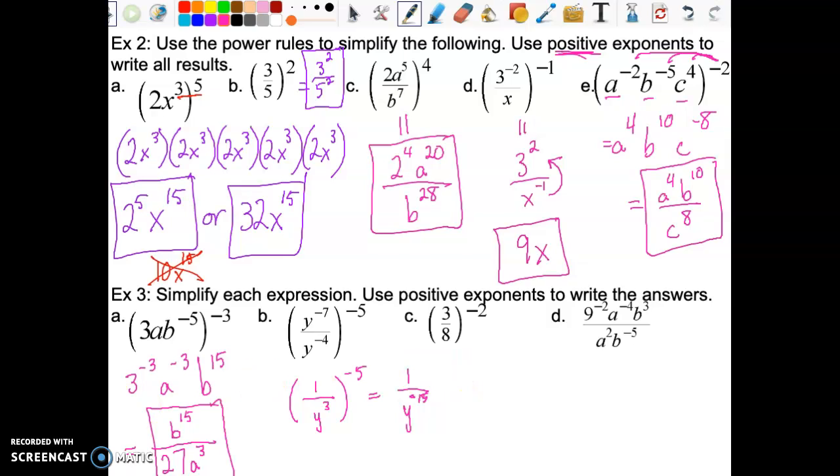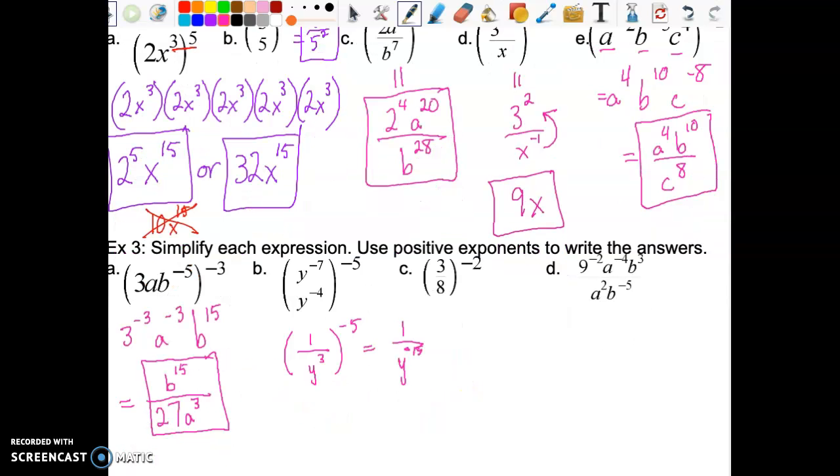in the denominator. Let me scroll down a little bit so you can see. So how do we fix a negative in the denominator? You move it into the numerator. And you may work through this slightly different, but you should end up with y to the +15th power there. Let me change colors. I'm tired of these colors.